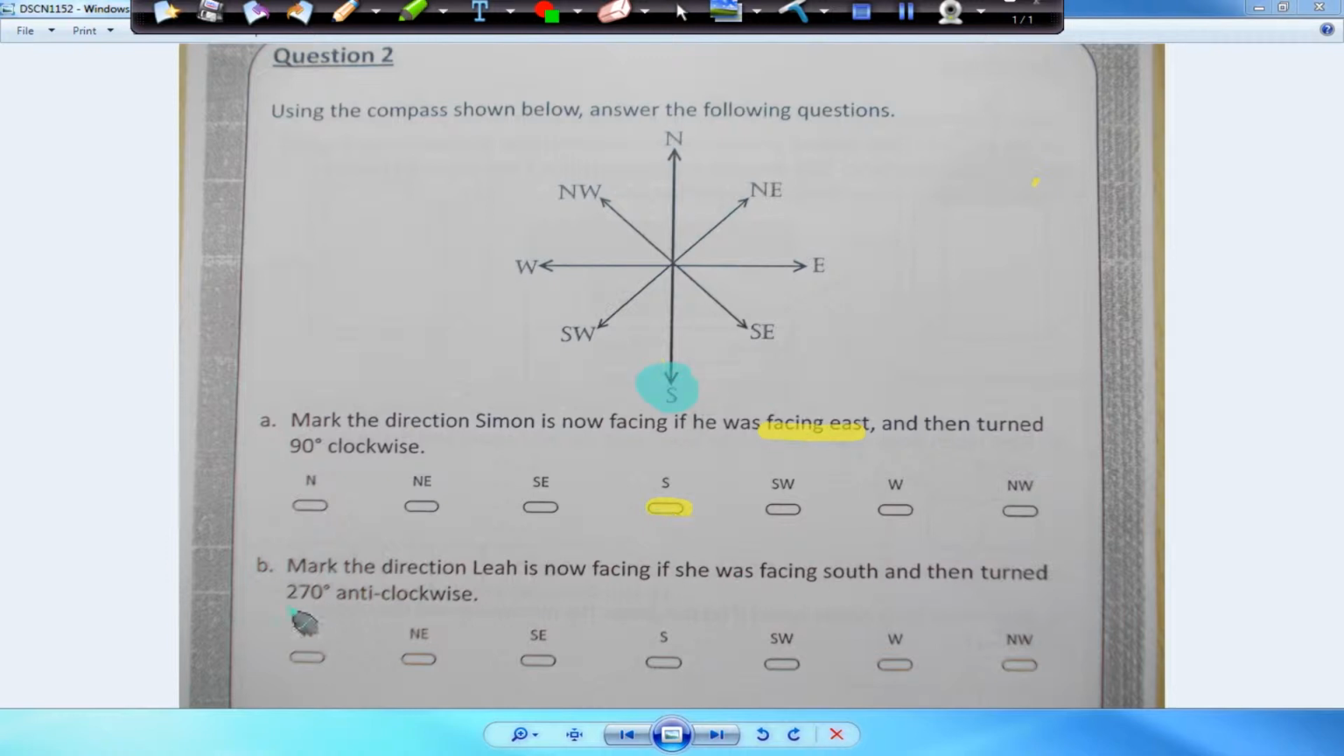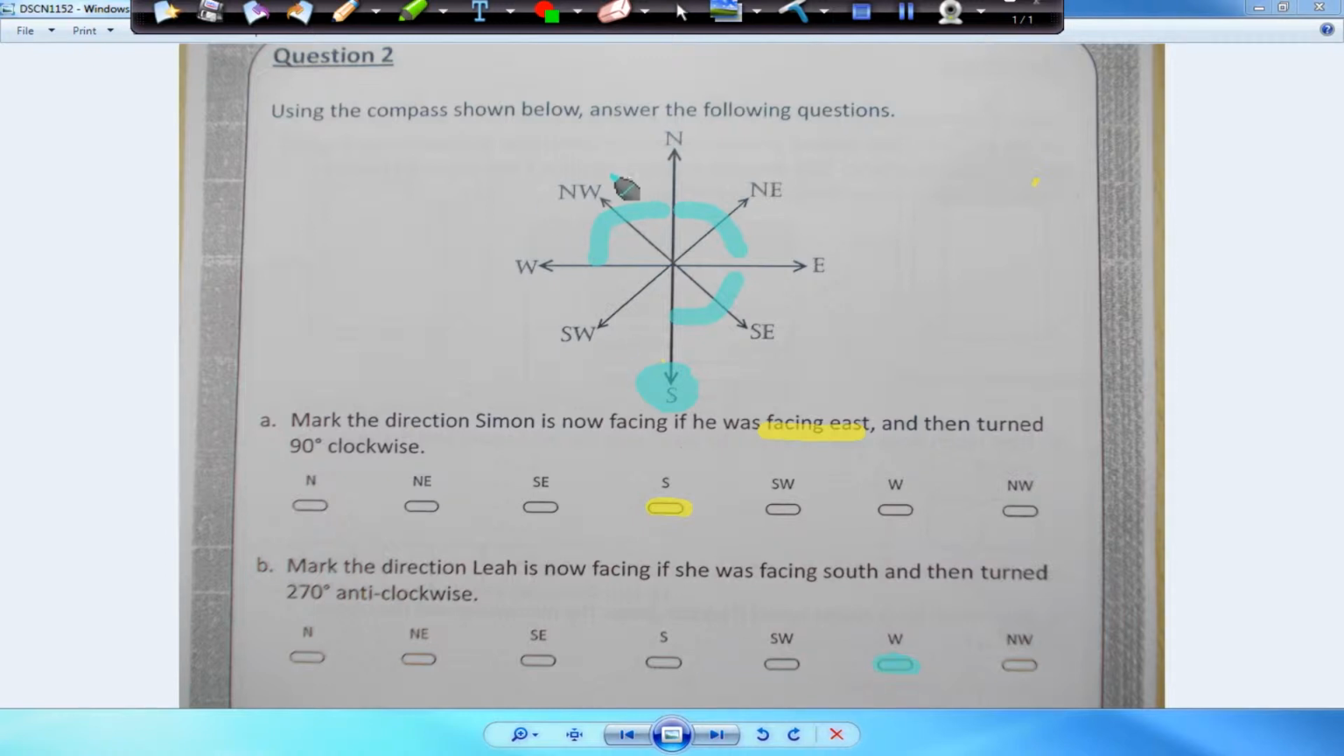And then she turns 270 degrees anti-clockwise. That means the opposite direction of the clock. So that's 90, another 90, and another 90. So which way will she be facing? West. Now I'm going to clear the screen.